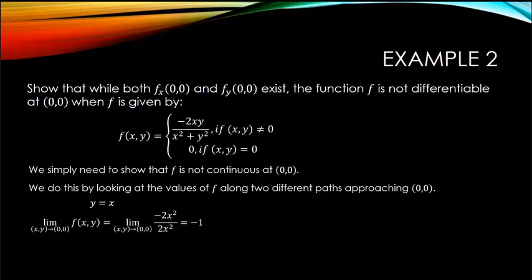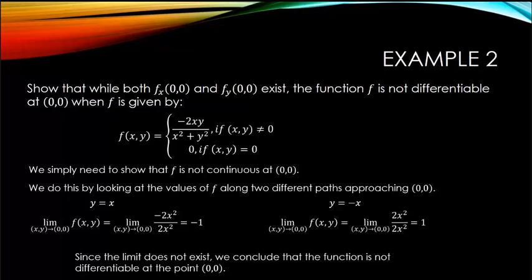Now I'm going to try looking at the path along the line y equals negative x. The limit as xy goes to 0, 0 of my function f of xy will be given by the limit of 2x squared over 2x squared. This is equal to 1. Since the two limit values are different along different paths, the limit does not exist, and we conclude that the function is not differentiable at the point 0, 0.